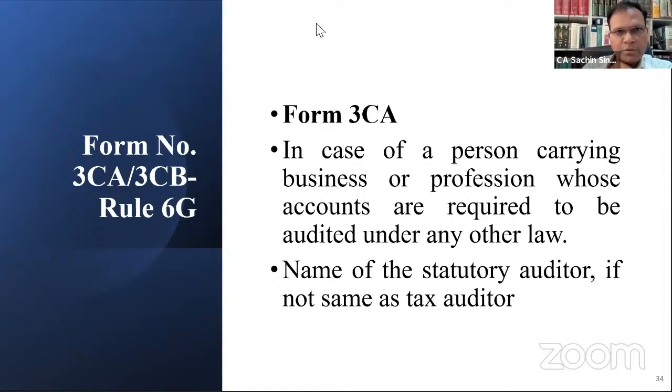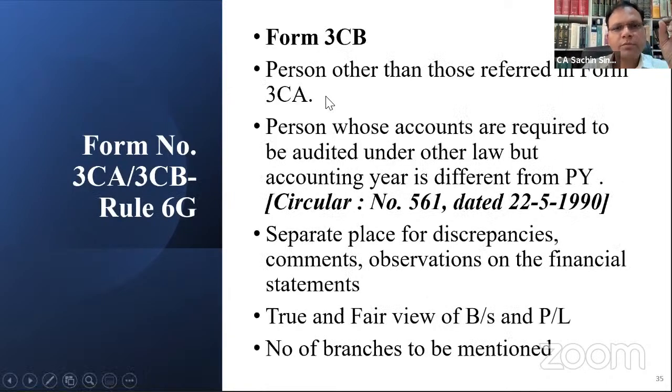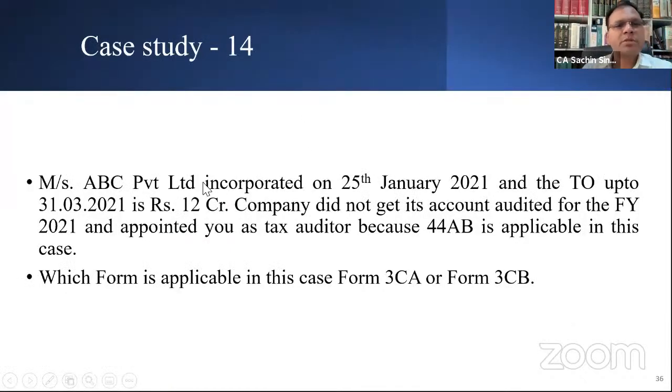Let me put an example before you. Assuming Messrs ABC Private Limited is incorporated on 25th January 2021, and the turnover up to 31st March is 12 crore. So it is more than 10 crore. So no dispute about the applicability of 44AB. The company did not get its accounts audited for the financial year 2021 and appointed you as tax auditor for 44AB. In this case, whether 3CA is applicable or form 3CB is applicable. Any answer on this? Whether 3CA is applicable or 3CB is applicable?